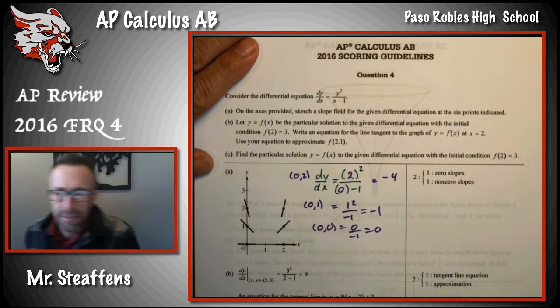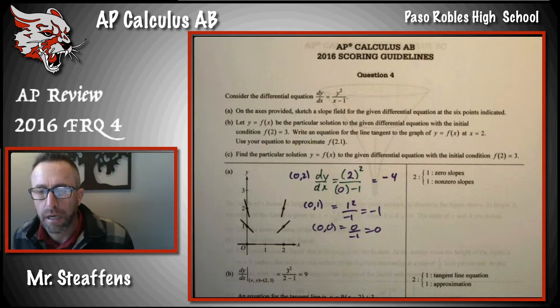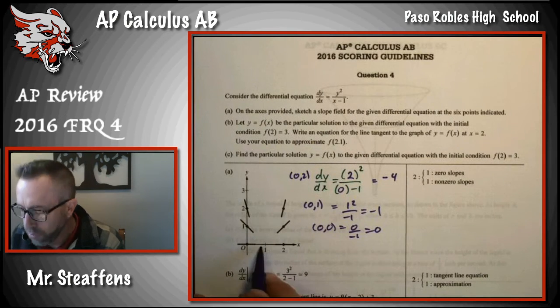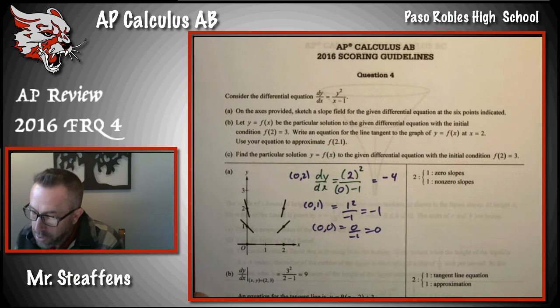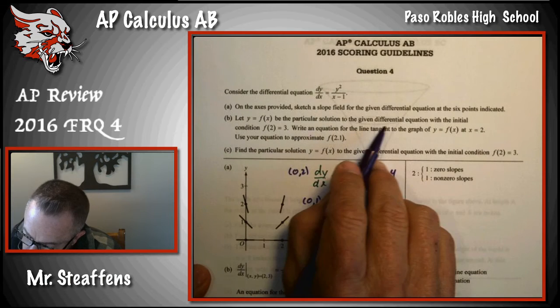Once that's done, I get 2 points for that. You get 2 points for all the slopes that are 0, making sure those are 0. And then you get 2 points for these other 4. So question B was like, hey, find the particular solution to the given differential equation with the initial condition.